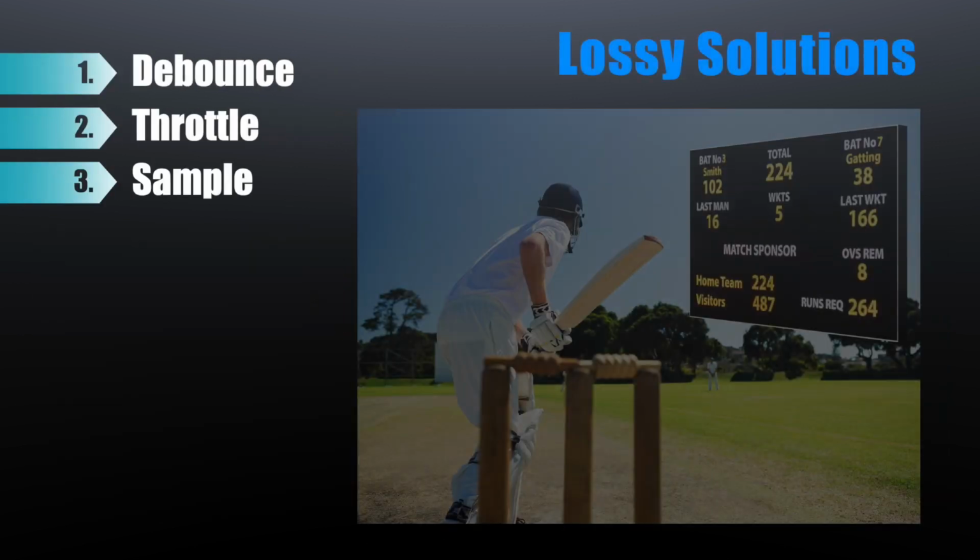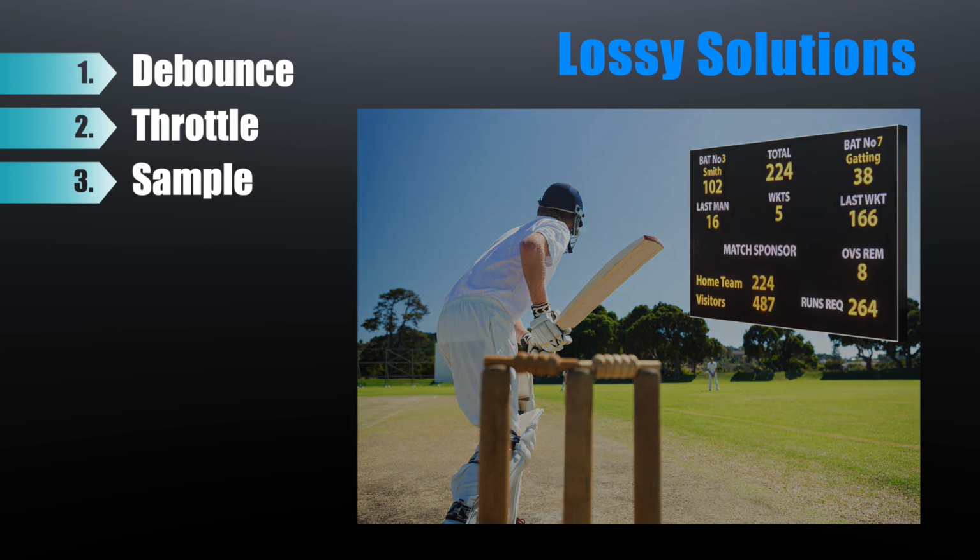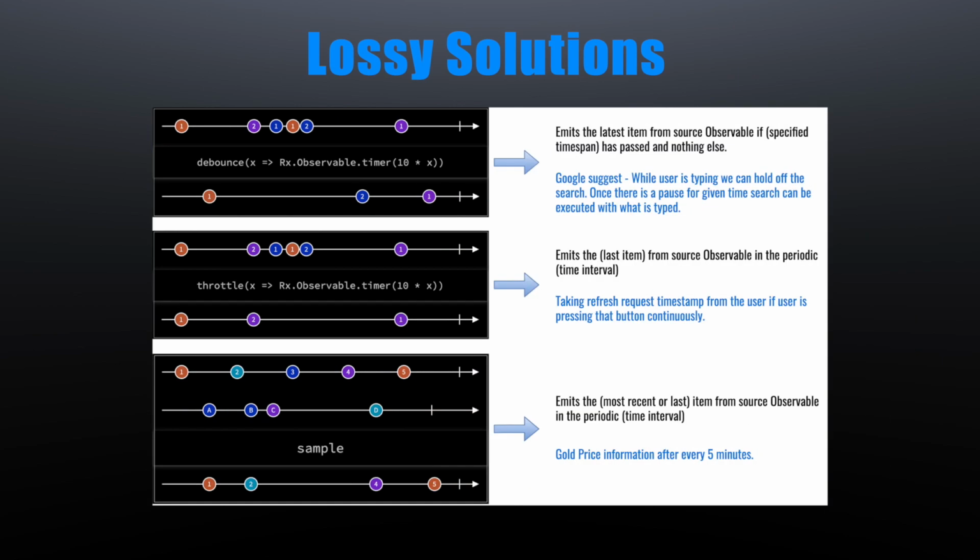Debounce, throttle and sample. These are the three operators that you can use to implement the lossy solution. These three operators have very subtle differences in their working, so you have to understand them very attentively. A marble diagram is one of the best ways to understand the working of any operator in RxSwift. Here you can see the marble diagram for all three operators: debounce, throttle and sample. As I have already told you, there is a very subtle difference in the working of these three operators. Our first two operators are debounce and throttle, and we will try to understand them together because they have a very minute difference in their working.